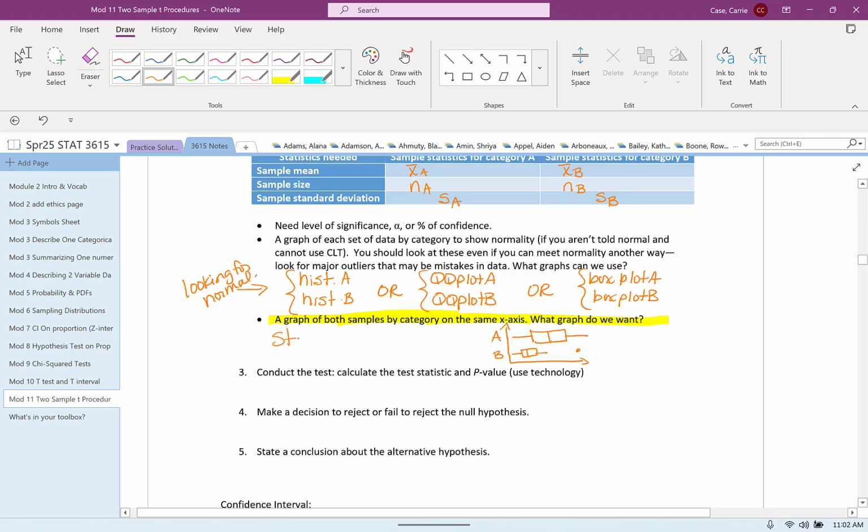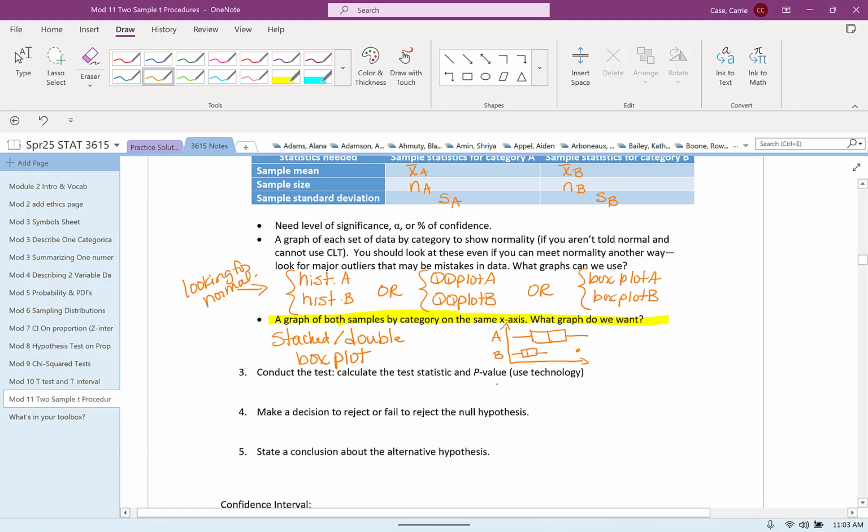This is a stacked or double box plot. So it's still called a stacked box plot. It's just also called a double box plot because we only have 2 categories.